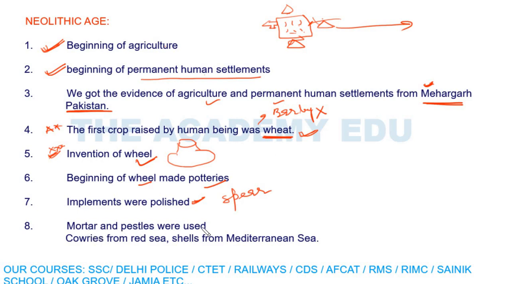Mortar and pestle were used. You know what is a mortar and pestle? You use it in your kitchen to crush adrak, garlic and other things. So the mortar and pestle they started to use in the Neolithic age. Kauri found from the Red Sea. Initially, kauri were considered as coins. So this kauri we get from the Red Sea. Shells from the Mediterranean Sea. We get the shells from the Mediterranean Sea.